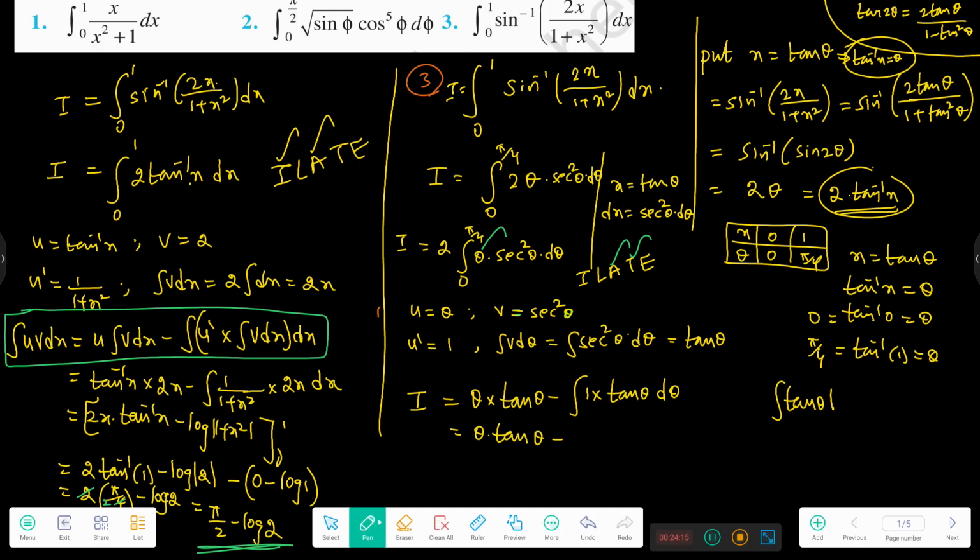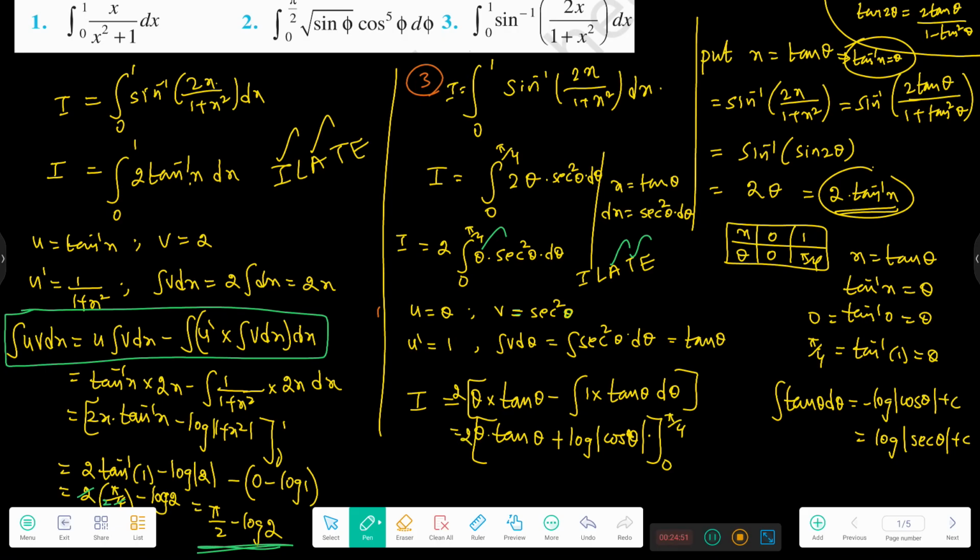The integral of tan theta equals minus log cos, or we have log secant, whichever you are comfortable with, not an issue. For 0 to pi by 4 we'll go with cos itself, so minus and minus gives plus log cos theta. The limit is 0 to pi by 4, and this 2 we have commonly outside, that also you have to give finally. Finally the 2 you should give outside. Right, apply the limit now.